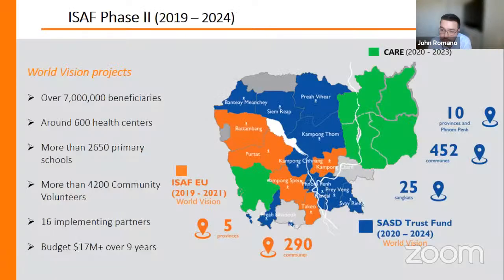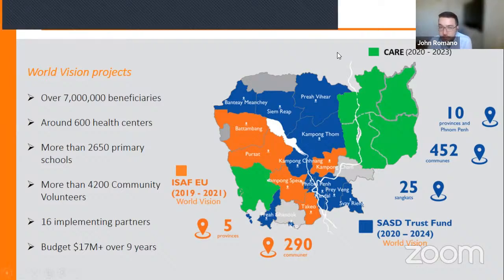So ISAF phase 2 started in 2019 with the ambition to reach a nationwide coverage. However, soon after the beginning of the implementation, the COVID-19 pandemic forced the implementers to adapt to social distancing and other restrictions established by the government.